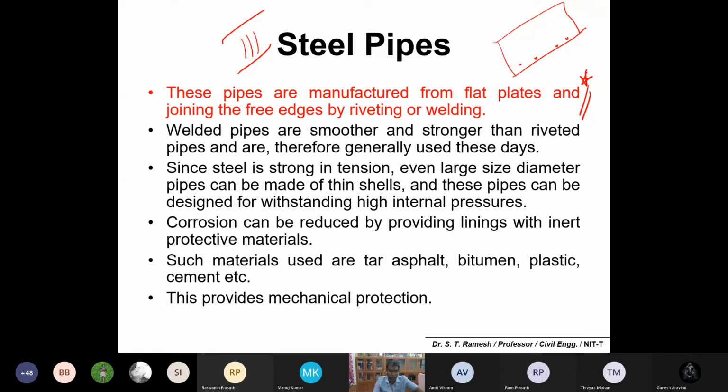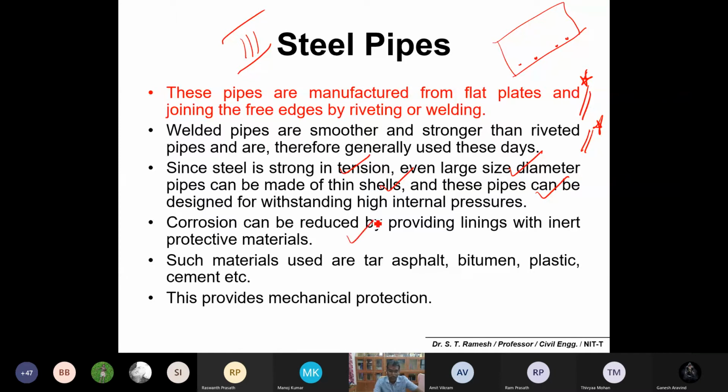Welded pipes are smoother and stronger than riveted pipes, and are therefore generally used these days. Please make a note on this. Even though riveting is possible, you can use only welded steel pipes. These welded steel pipes are strong in tension, and whatever the dimensions you want, you can make them. Even larger diameters can be made of thin shells, and these pipes can be designed for withstanding higher internal pressures.